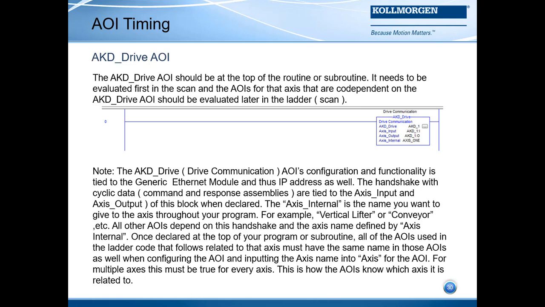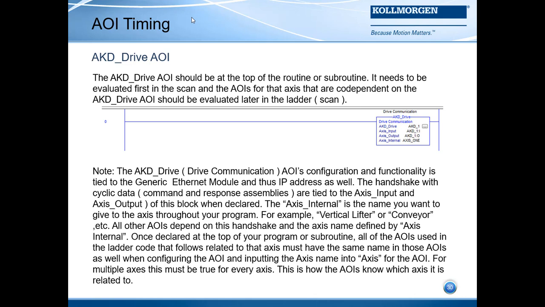Another note, the AKD drive communication add-on instruction functionality is tied to the generic Ethernet module and thus IP addresses as well. The handshake with the cyclic data of the command and response assemblies are tied to the axis input and axis output of this block when declared. The axis internal is the name you want to give to the axis throughout your program, for example, vertical lift or conveyor, etc. All other add-on instructions depend on this handshake and the axis name defined by the axis internal.